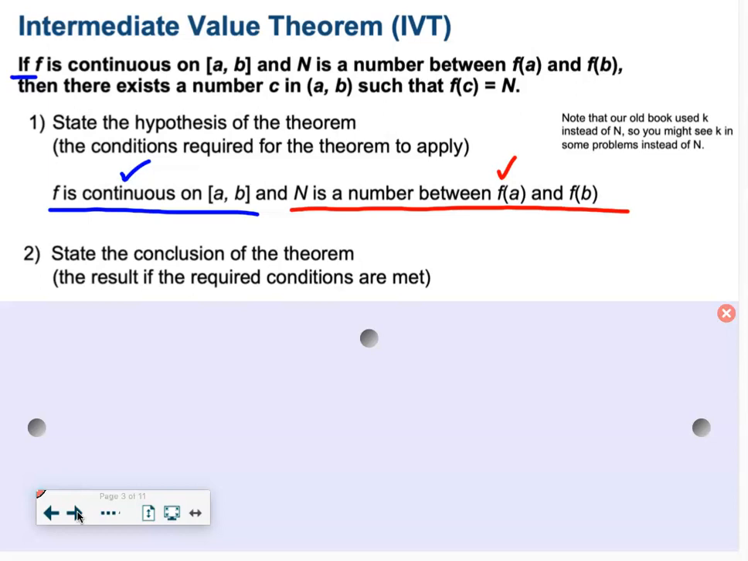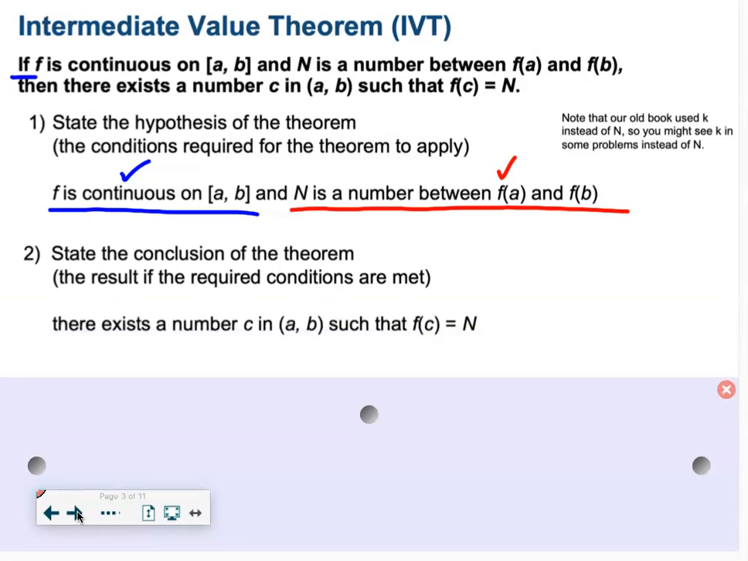There exists a number c in AB. Is c an x value or a y value? Are you sure? Yes. How do you know? It's not f of c. Very good. There's two tip-offs. One, c is in the interval from a to b, and those are x's, right? So c is in here, it's an x, such that f of c, c is an input, equals n. So that's the conclusion. This is the conclusion of the theorem: there exists a number c in AB such that f of c equals n.